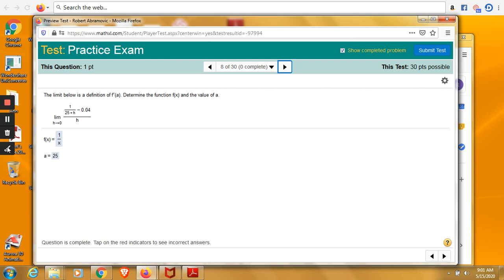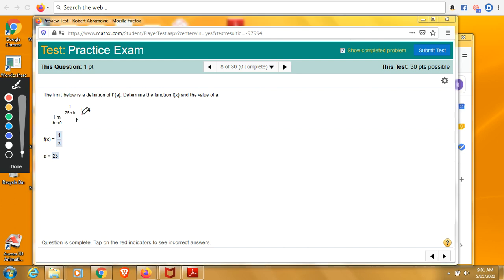So, next question asks us, we have the limit below is the definition of f prime. Our job is to determine the function f of x and the value of a. Limit h goes to 0 of 1 over 25 plus h minus 0.04 over h.